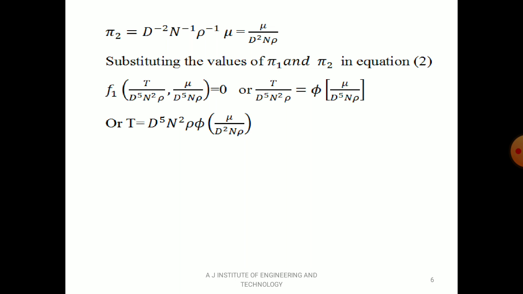So here I am writing the expression for pi 1. Because the torque expression is given in the problem, we have to get the expression for torque. So you just multiply d to the power 5 n square rho to the other side. Then it becomes T equal to d to the power 5 n square rho function of mu divided by d square n rho. It is d square n rho because the value of a2 is minus 2, so when it goes to denominator it becomes plus 2. So the expression for torque is T equal to d to the power 5 n square rho function of mu divided by d square n rho.